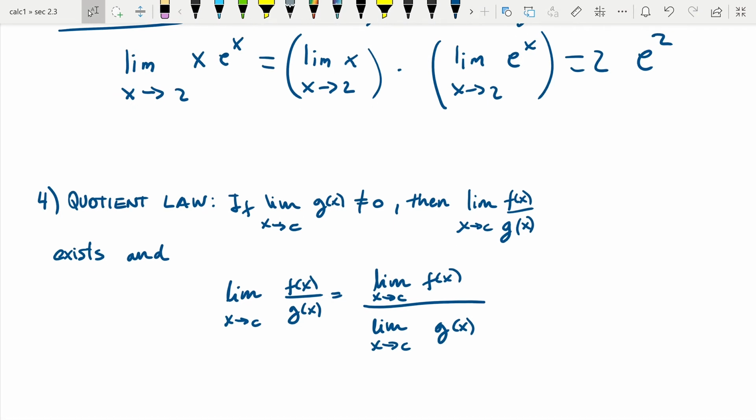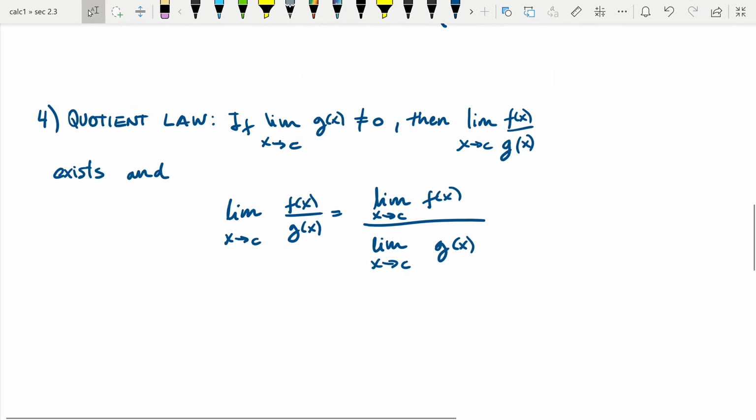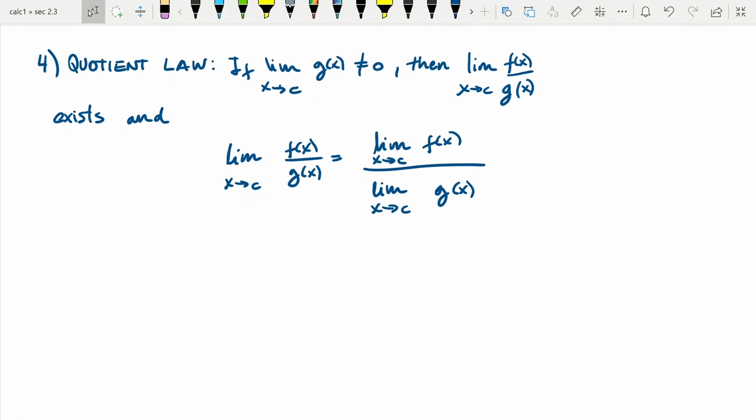The quotient law is almost the same as the product law. So if you want to compute the limit of a quotient, then you can just take the quotient of the limits, provided that both limits exist, and also that the limit of g of x is not equal to 0 as x approaches c. Otherwise, this expression will not be defined because you're dividing by 0, and we don't allow that.